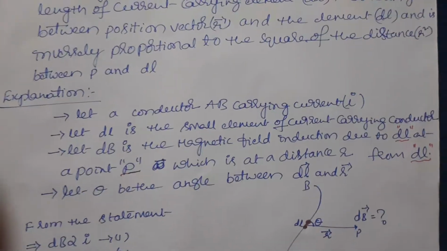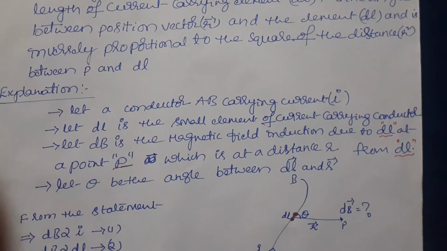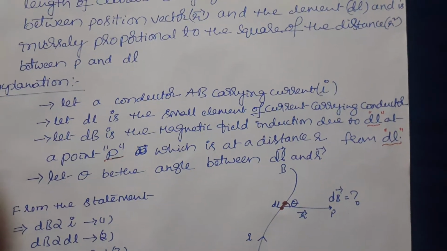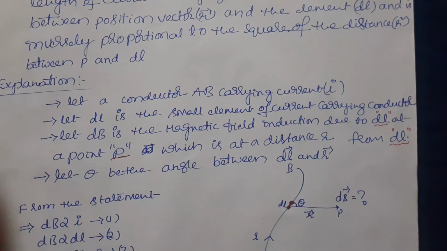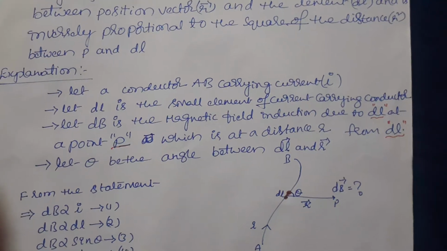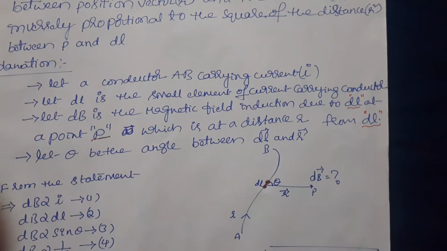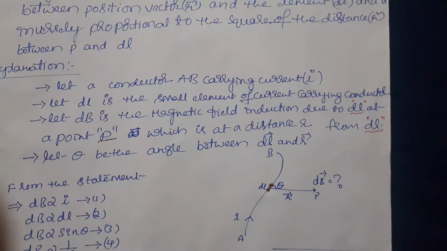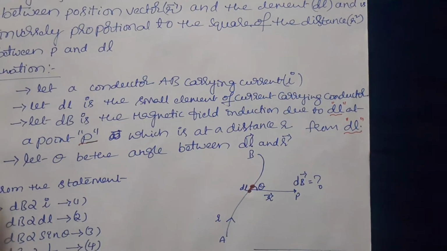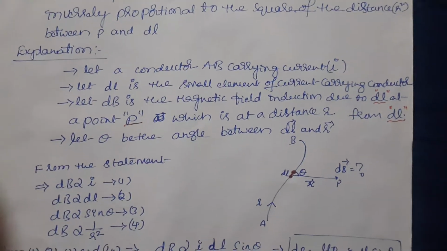So the explanation, students, you can see. Let a conductor AB carry current I. Let dl be the small element of the current carrying conductor. So dl is a small part in the current carrying element. So dB is the magnetic field induction due to dl at a point P, which is at a distance r from dl. So let theta be the angle between dl and r bar.